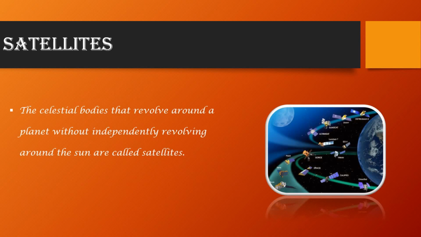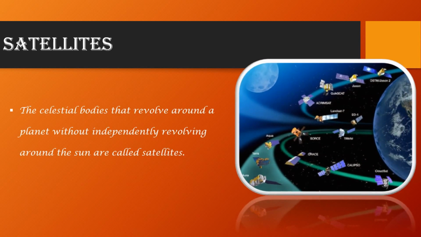Now let's learn about satellites. The celestial bodies that revolve around a planet without independently revolving around the sun are called satellites. Like planets, satellites rotate around their respective axes. The moon is the satellite of the earth. It does not have an atmosphere. Its periods of rotation and revolution are both of 27.3 days. Except for Mercury and Venus, all other planets have satellites but in varying numbers.